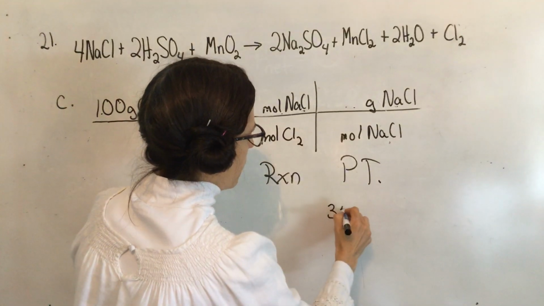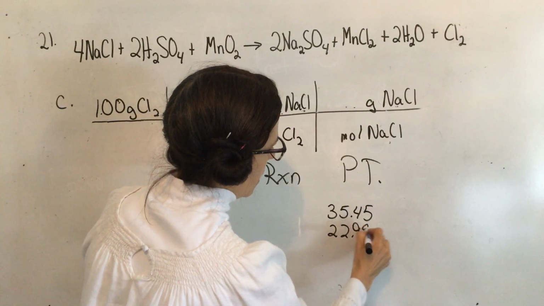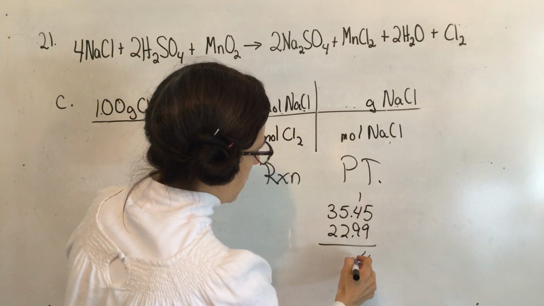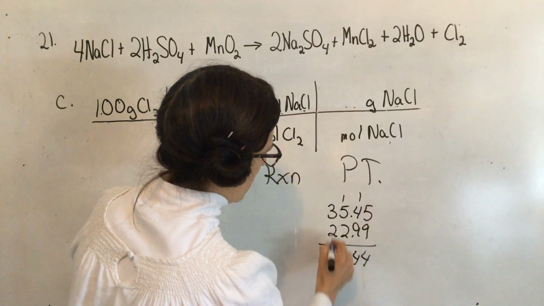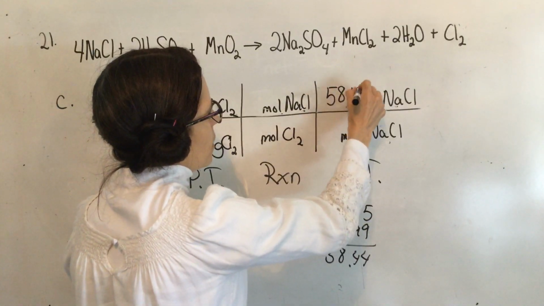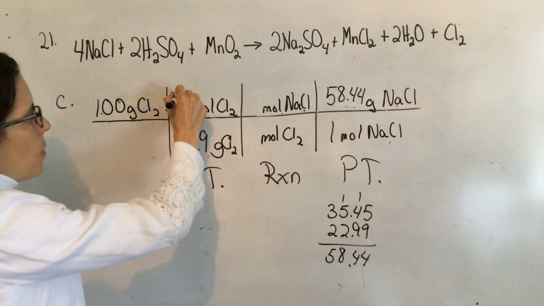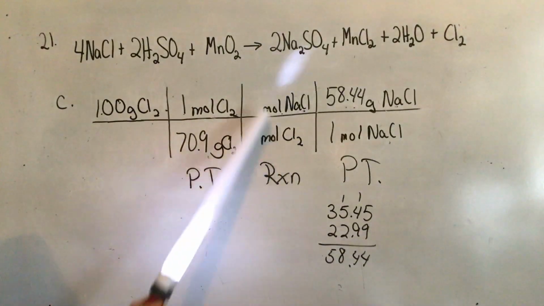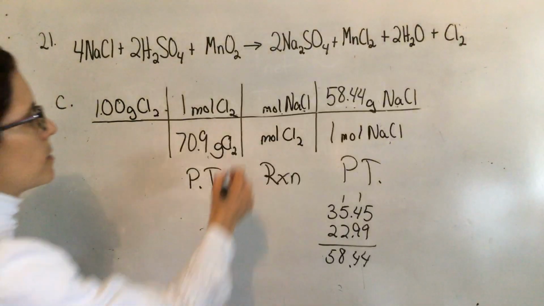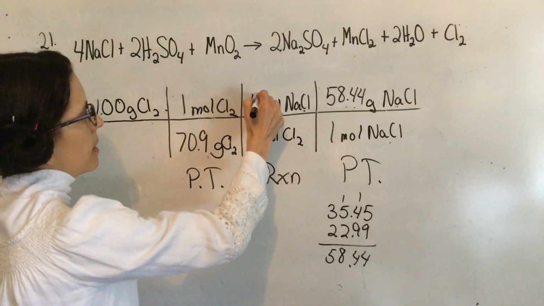So 35.45 for the chlorine, 22.99 for the sodium, 58.44 grams in 1 mole, 70.9 grams in 1 mole. How about the middle part? Chlorine, all right, has no coefficient, that's a 1. Sodium chloride has a coefficient, so that is a 4.